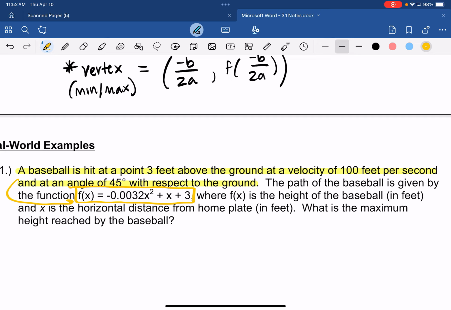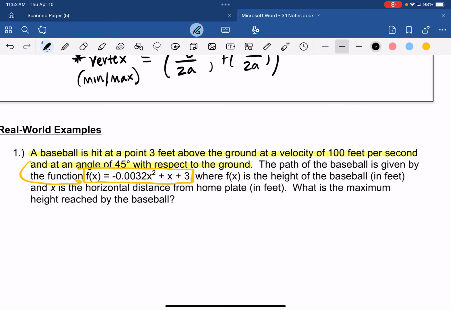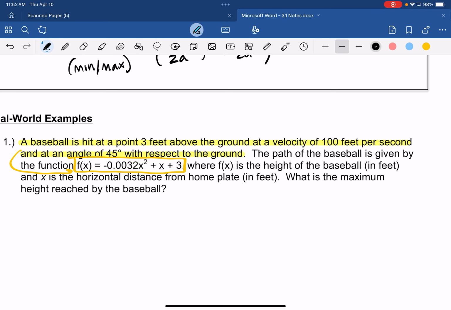All right, so here we have a function. I see it's a parabola. Is it going to open up or down? Down. What makes you say that? Yeah, the negative a. So we know that it's down. Also, if you just think about this problem, it makes sense. You hit a baseball, it's going to make that downward curve as it flies through the air.